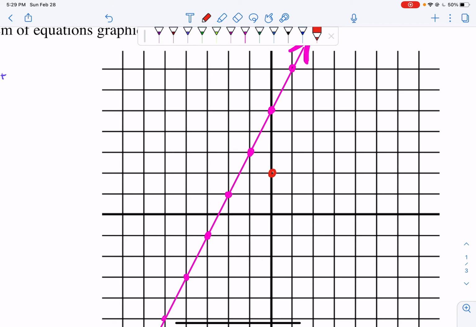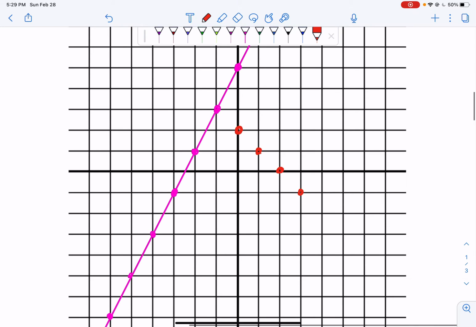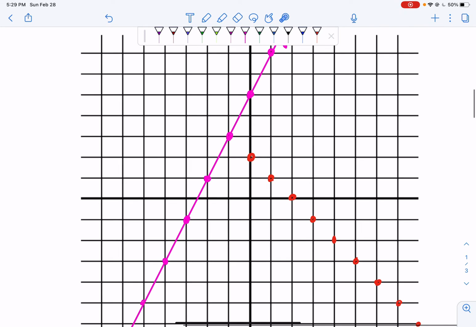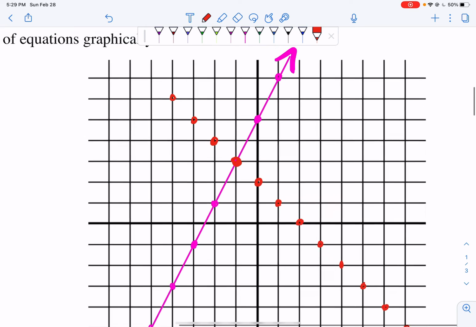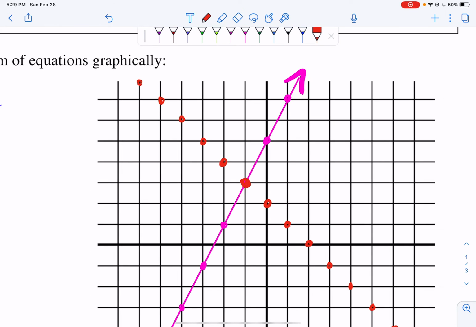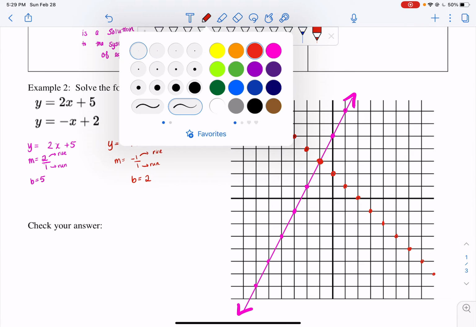And now I'm going to go down 1, over 1, down 1, over 1, down 1, over 1. So as you can see, I'm plotting a bunch of points in this nice straight line. And I'm going to keep on doing that until I run out of room. Now, I ran out of room, so I'm going to go back to my y-intercept. And this time, instead of going down 1, over 1, I'm going to go up 1 and to the left 1, and keep on doing that until I run out of room. And now that I have all these points plotted, I'm going to draw a line going through them.